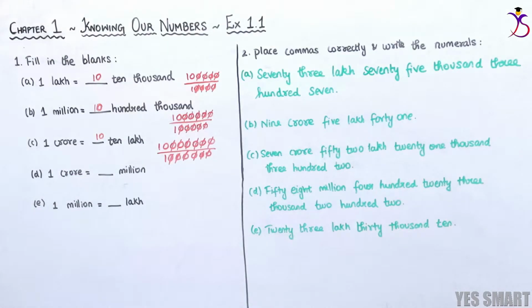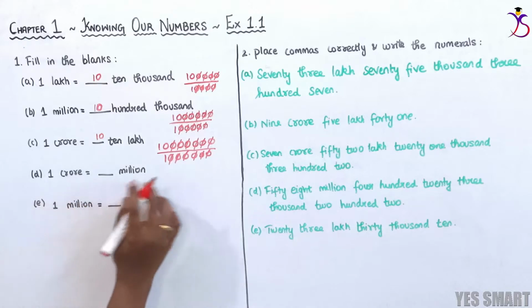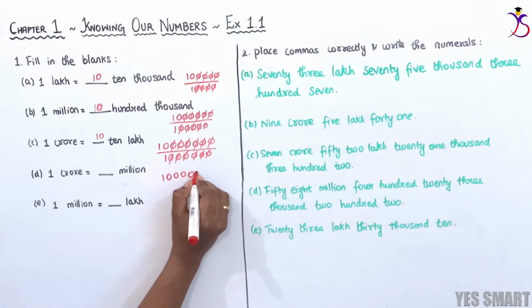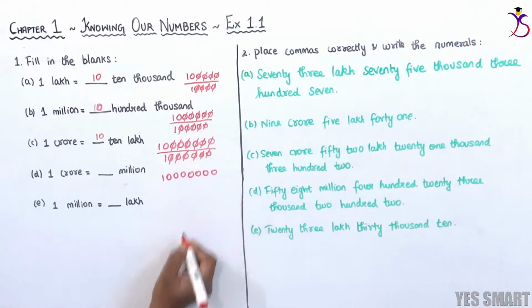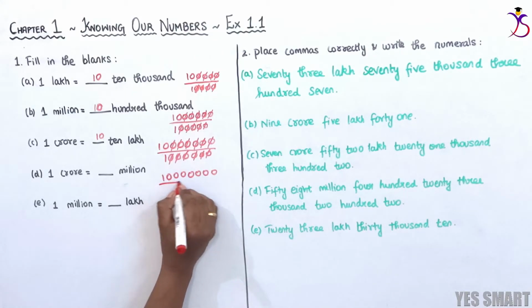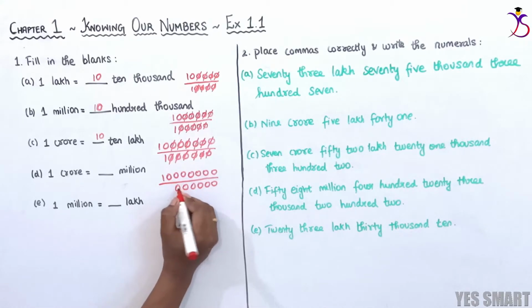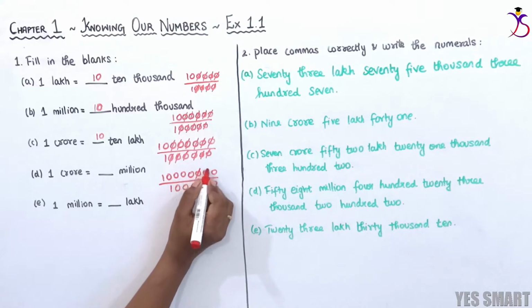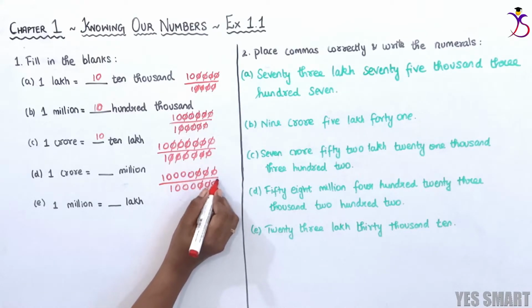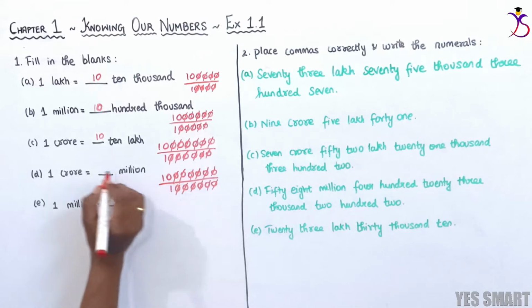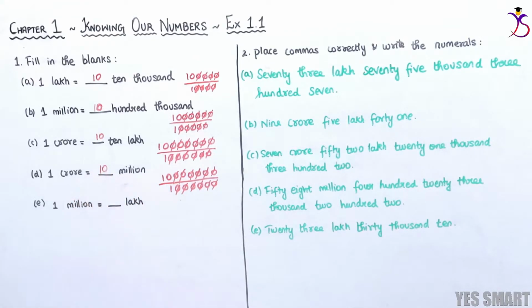Now 1 crore equal to dash million. So let's write the value 1 crore divided by million. Ones, tens, hundreds, thousand, 10,000, 100,000, million. Now let's cancel the zeros. Finally, we will be left with the value 10. So 1 crore equal to 10 million.